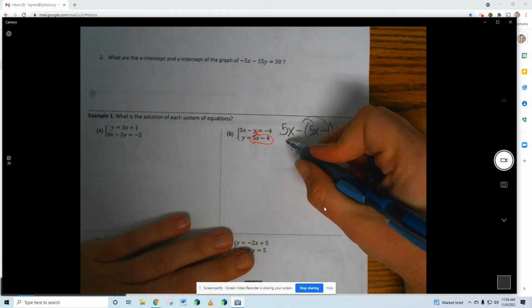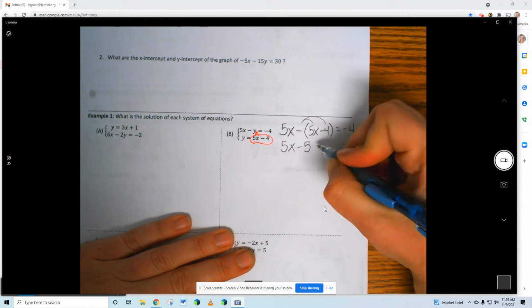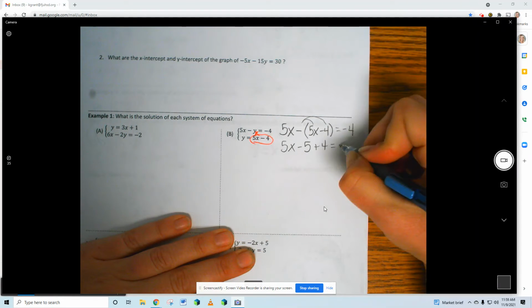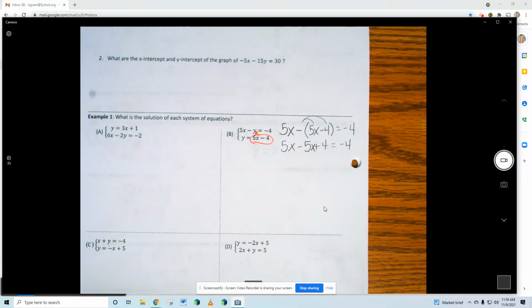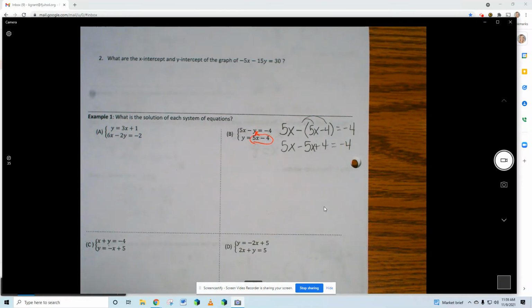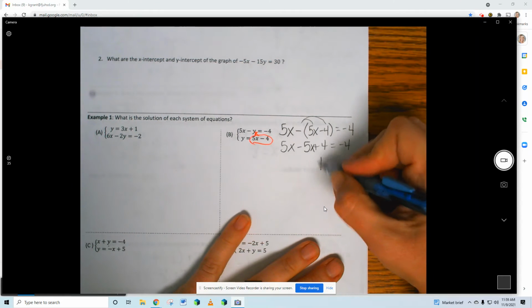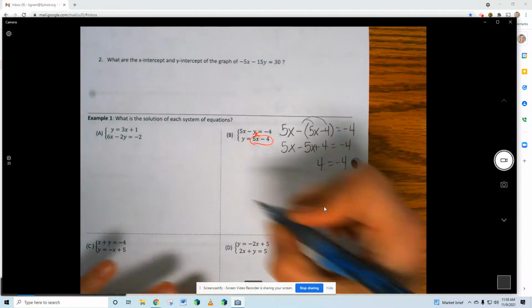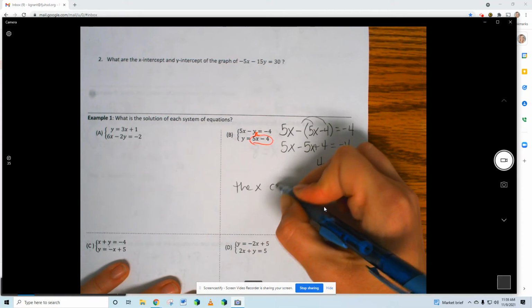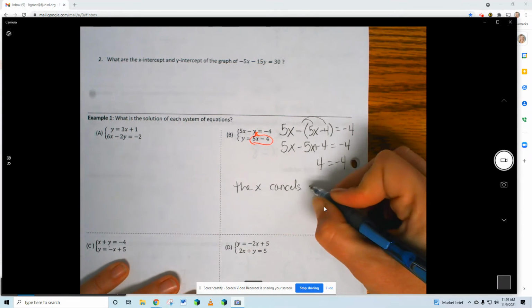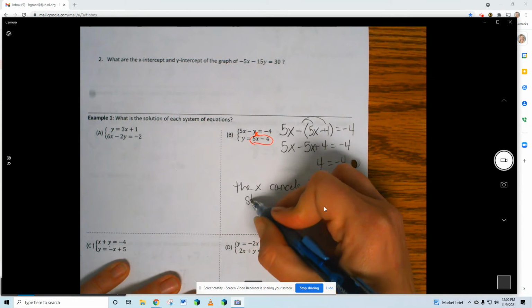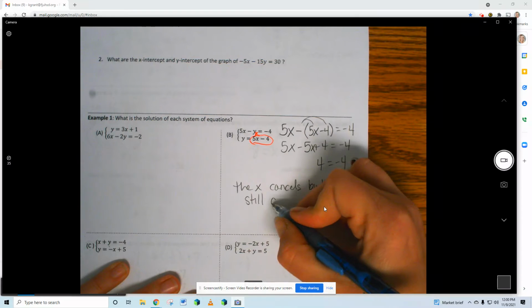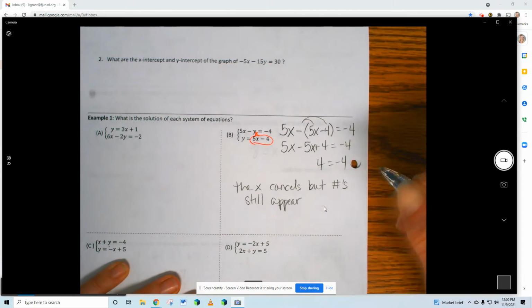So, hey, something's going wrong. What's wrong? What's happening? The x cancels out, but numbers still appear. Like there's still numbers in my math equation.